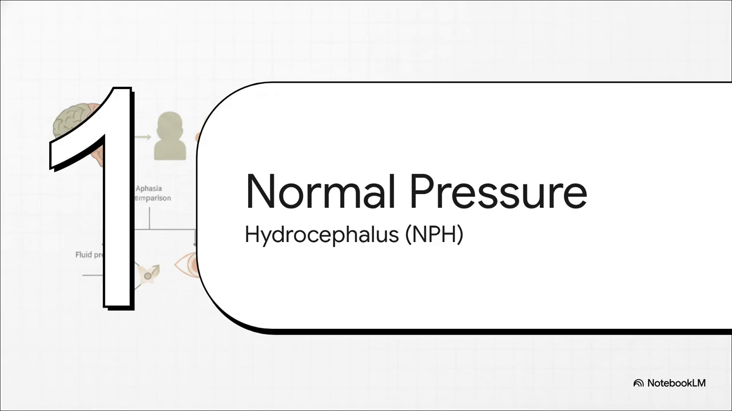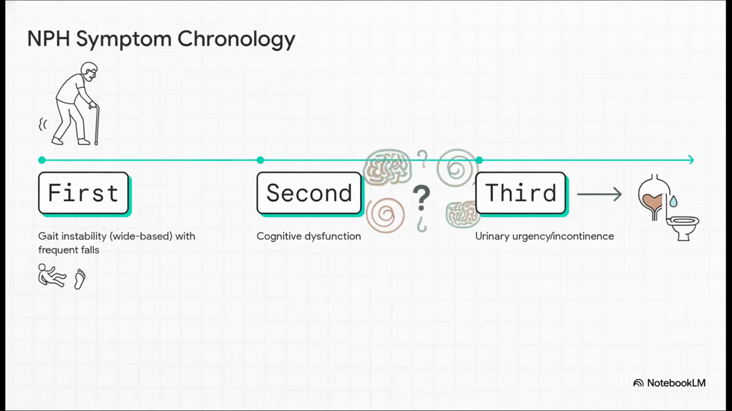All right, Section 3, normal pressure hydrocephalus. The exact sequence of symptom onset here is a classic exam pattern you need to know cold. Gait instability always appears first. We're talking about a wide-base gait with frequent falls. This is then followed by cognitive dysfunction and finally urinary urgency or incontinence.